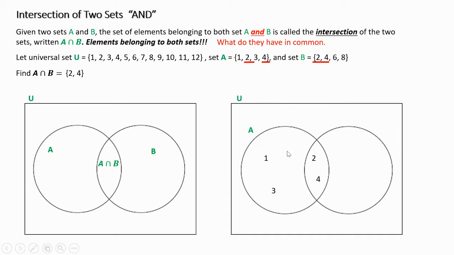Okay, now let's do B then. So set B is 2, 4, 6, 8, right? So 2 is already there, and 4 is already there. So then we have to put the 6 and the 8 going on the outside.